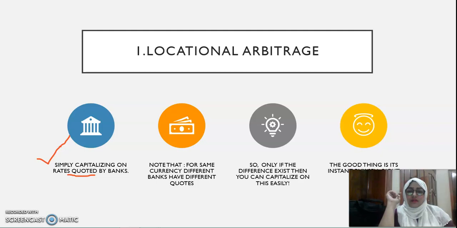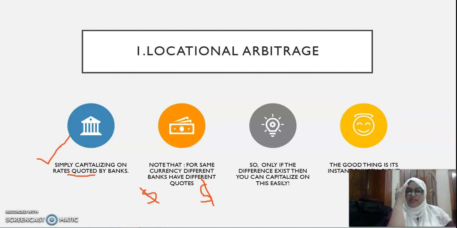Note that for the same currency, different banks have different quotes. As I told you, the price of the dollar at bank A will not be similar to the price of the dollar at bank B. It will definitely differ. The foreign currency reserves maintained in the banks have different charges. They buy at some rate and they sell at some other rate, and that rate will definitely be different from other banks. So there is a benefit for anyone who wants to earn from that. The key lies in the difference.